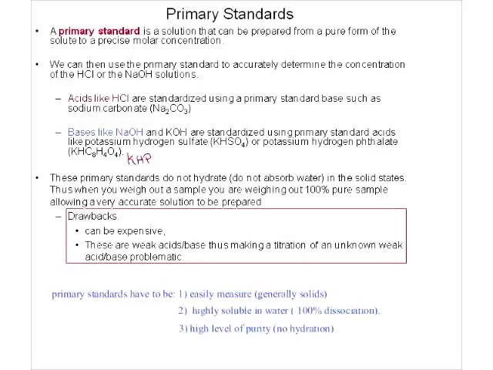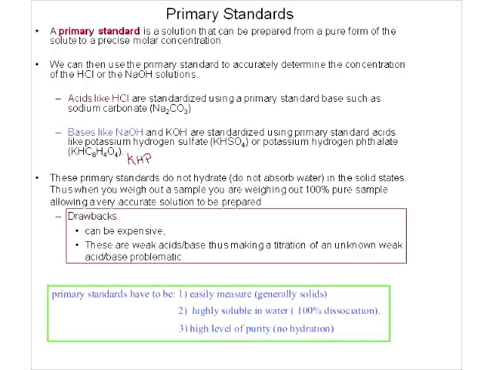Okay. So there are 3 things that primary standards have to be. If you're going to use something for a primary standard, it generally has to be easily measured, so solids would be the best bet there. They generally have to be highly soluble in water. We don't want to interfere with the reactions with something that's not going to dissolve completely. Then we start getting into problems of percent reaction, and our calculations get complicated. So we would want something like a sodium compound or a potassium compound that would be 100% soluble. And number 3, of course, a high level of purity is a must. It has to be very pure and non-hydrated in order to be a primary standard.